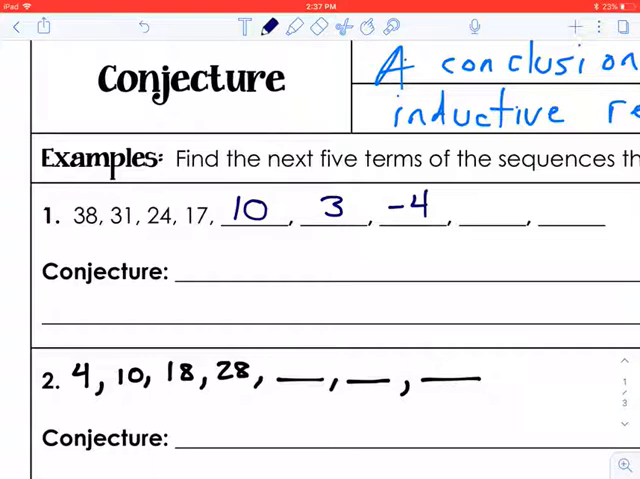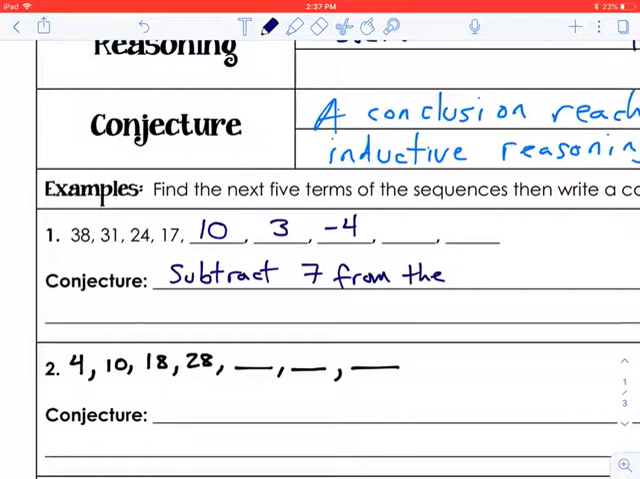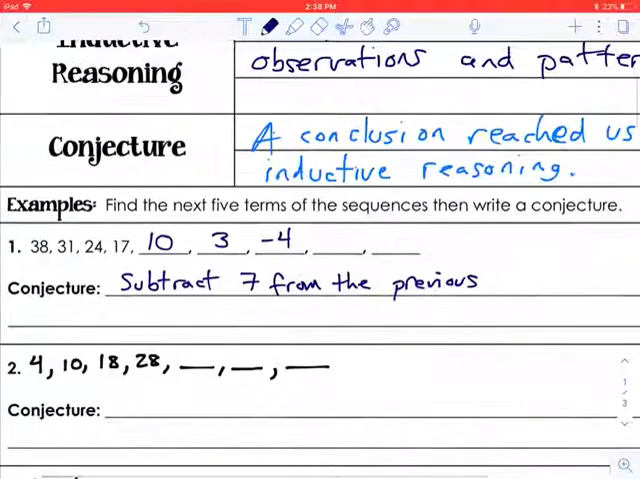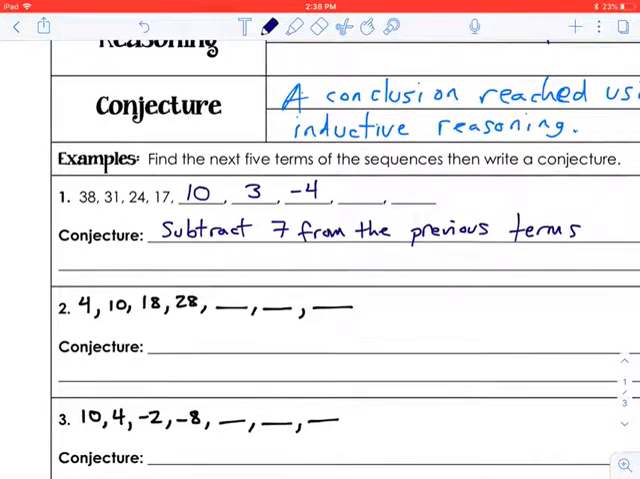Okay? So your conjecture is that you subtract 7 from the previous term, or from that number, to get the next one.